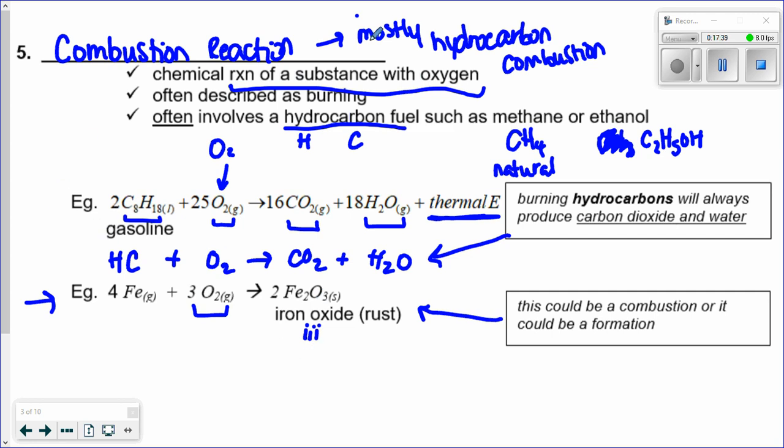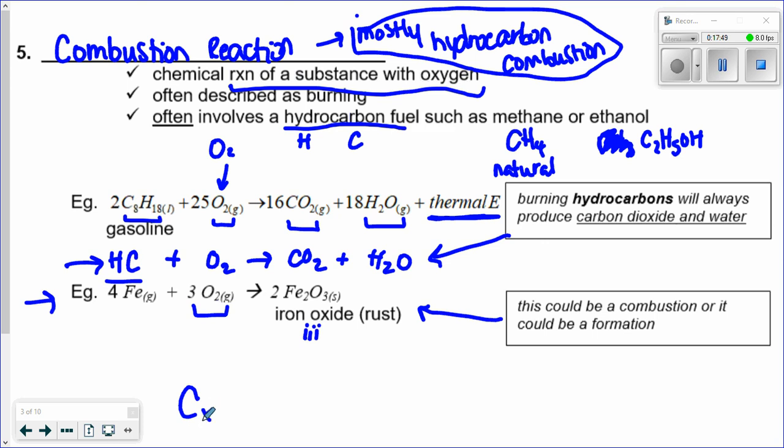I'm really going to be focusing on hydrocarbon combustions that have this general form right here. A hydrocarbon, sometimes written as CxHy, meaning there can be any number of carbons or hydrogens, plus O2 produces carbon dioxide plus water. So that's the hydrocarbon combustion.